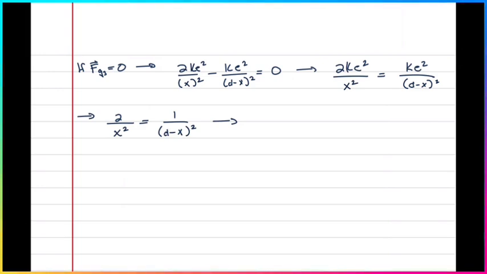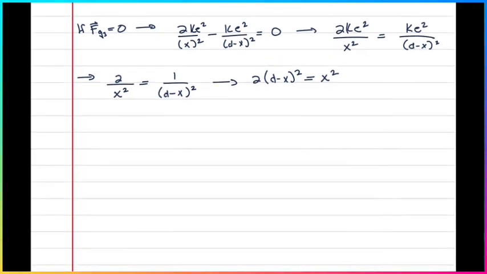Then, why deal with fractions when you don't have to? Let's cross multiply. 2 times (d minus x) squared equals x squared. Now again, the goal is I'm solving for x. I'm seeing x squareds, which might suggest a quadratic formula. But the way I've written it, why not just take the square root of both sides? So this becomes the square root of 2 times (d minus x) equals x. And this becomes square root of 2 times d minus square root of 2 times x equals x.